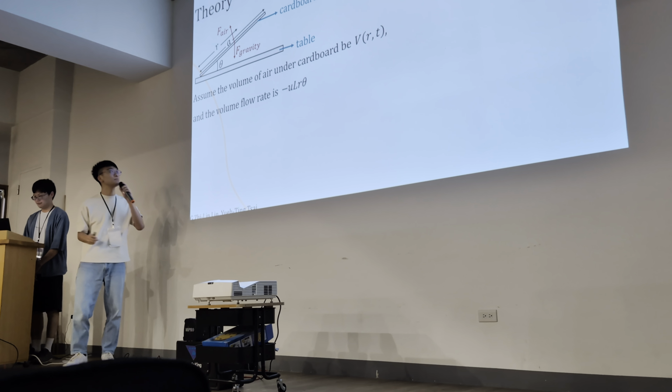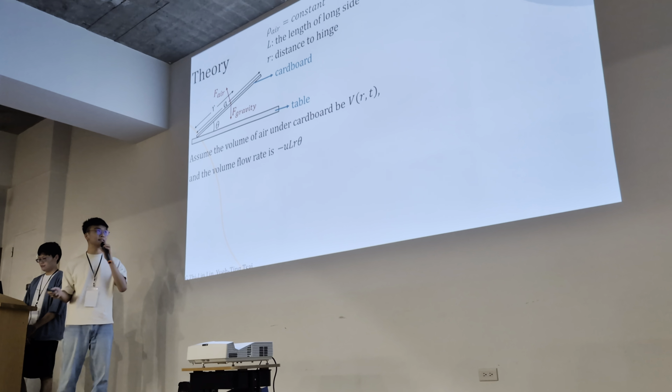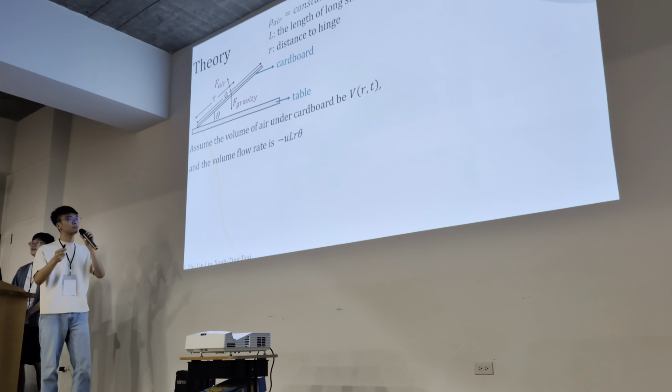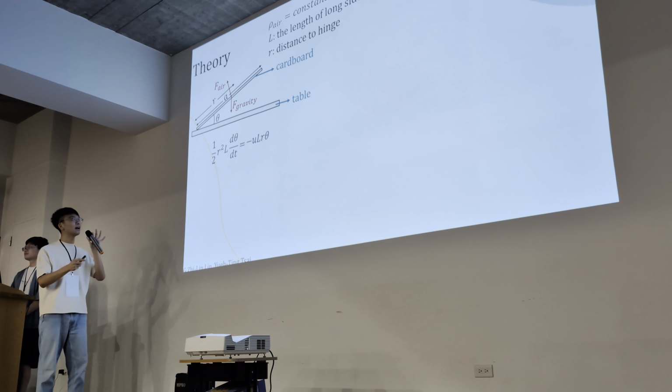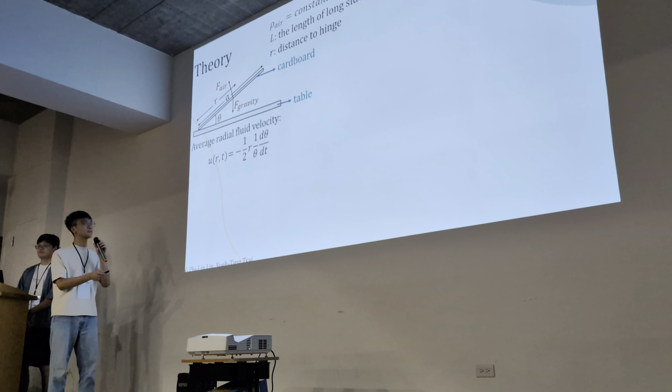And here's the theory. We assume the volume of air under the cardboard be V of RT, and the volume flow rate will be written in this form. We take a derivative with respect to time. We can have this equation. And finally, we can have the average radial fluid velocity written in this form.